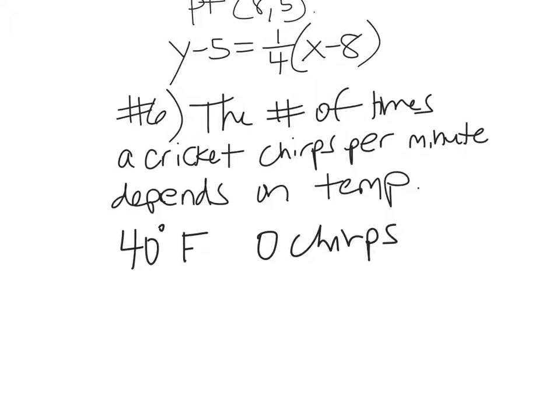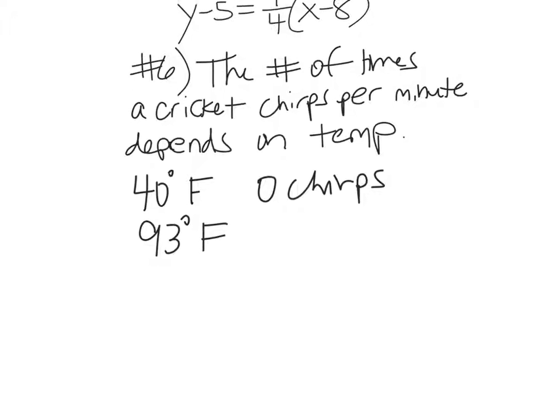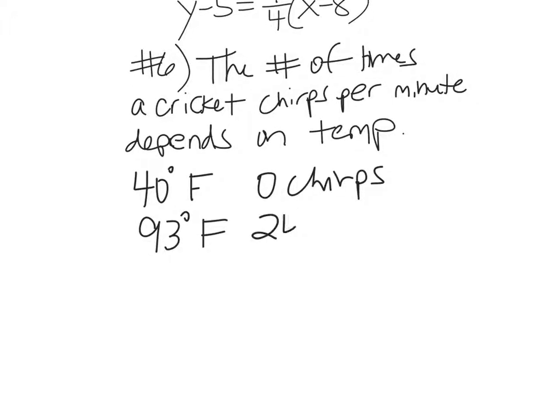Okay? And if it's 93 degrees Fahrenheit outside, then the cricket is going to chirp 240 times per minute. That's why they're so annoying. You just want to stomp them all out.